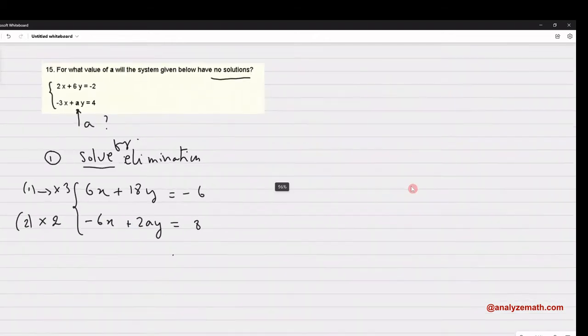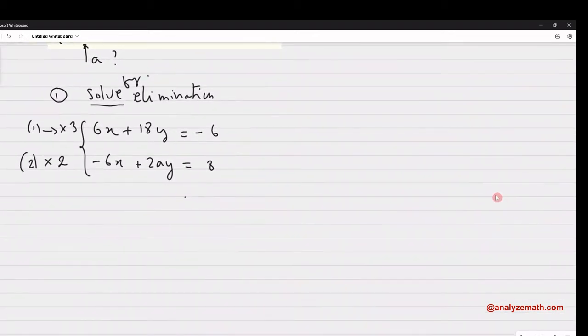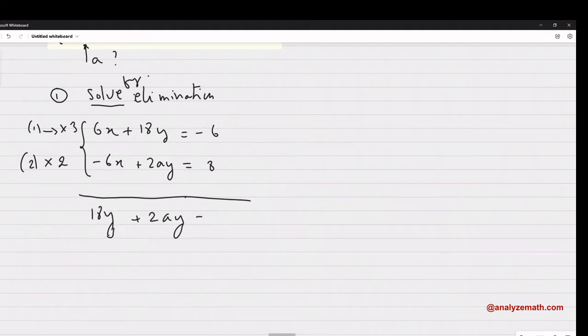Good. Now we add the left side, this side here with this side here, and then equal this side here plus this side here. Now when we add, look, 6x, negative 6x, it gives you 0. So what is left here? It's 18y plus 2ay. And the other side, negative 6 plus 8, that gives me 2.